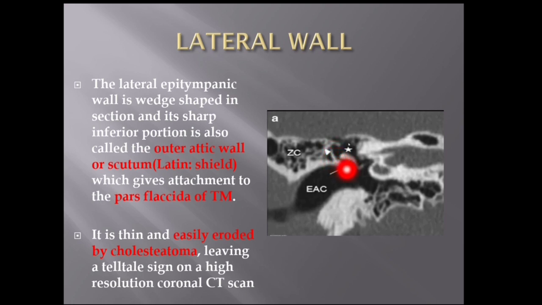So the lateral epitympanic wall is wedge-shaped. This pointer represents the wedge-shaped sharp inferior portion, the outer attic wall or scutum, which gives attachment to the pars flaccida of the tympanic membrane. It is thin and easily eroded by cholesteatoma, leaving a telltale sign on a high resolution coronal CT scan.